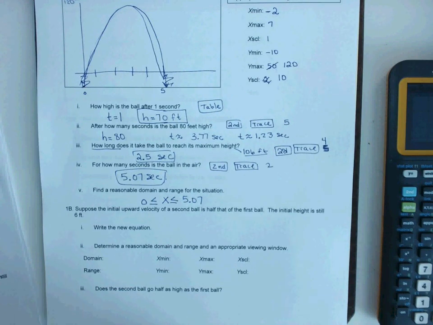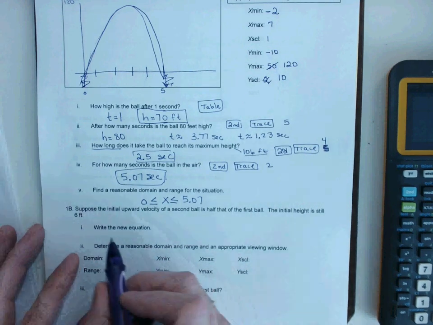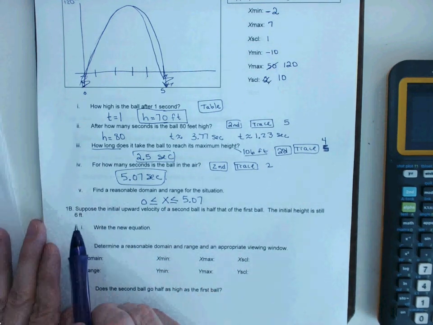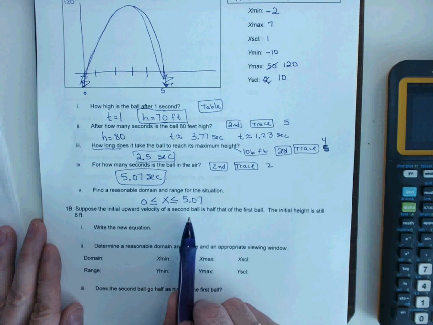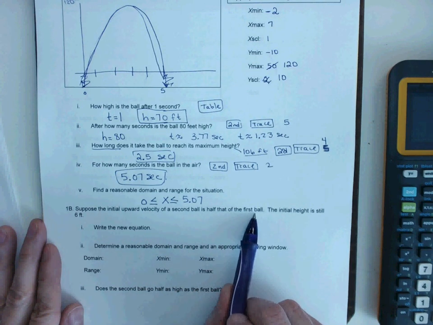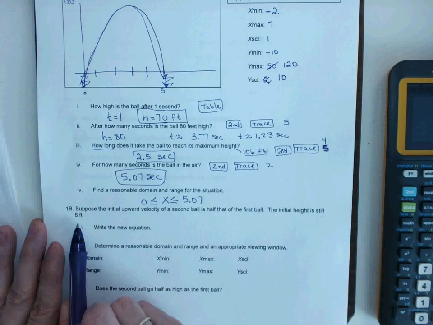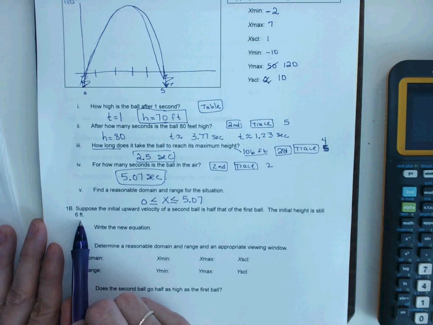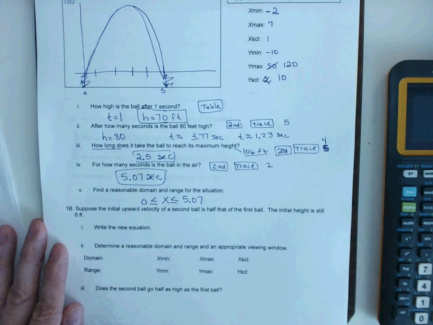All right, now let's take a look at part B. Suppose the initial upward velocity of a second ball is half that of the first ball. The initial height is still 6 feet. So we're going to take our original equation and adjust it a little bit.